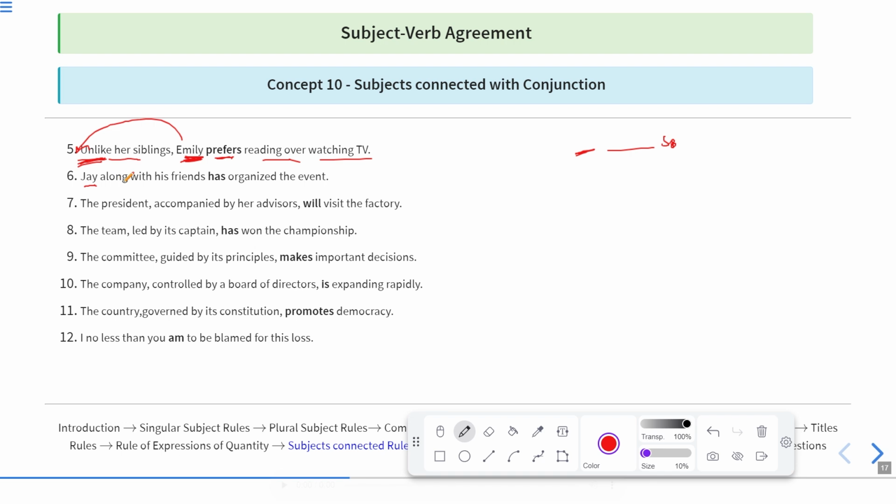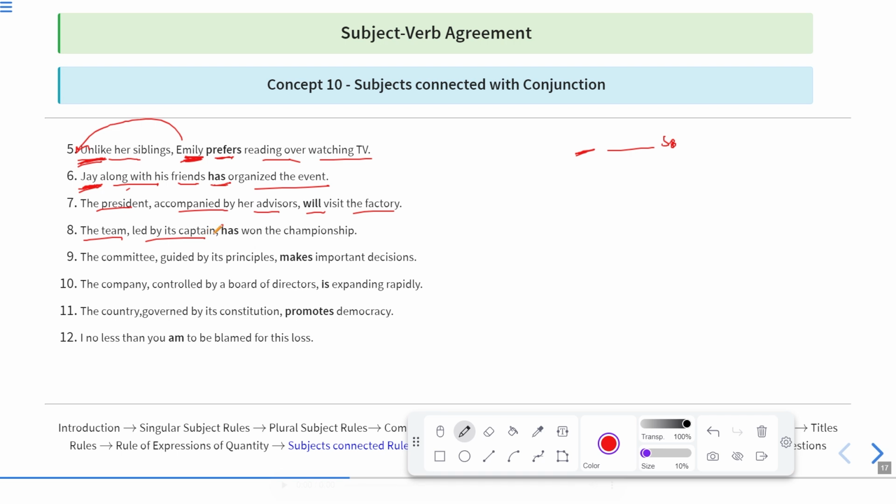Jay, along with his friends, has organized the event. Now, Jay is not after the phrase. That is why we have used a singular verb with it. The president, accompanied by her advisors, will visit to the factory.